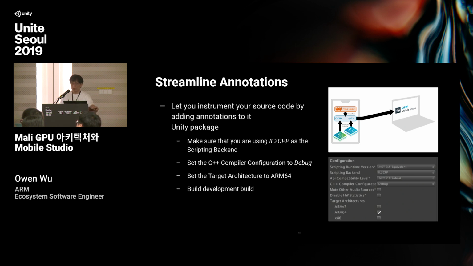First, you need to make sure you are using IL2CPP as the scripting backend. Second, you need to set the C++ compiler configuration to debug. Third, set the target architecture to ARM64. We are currently supporting ARM64 only. And finally, you need to build a development build APK.